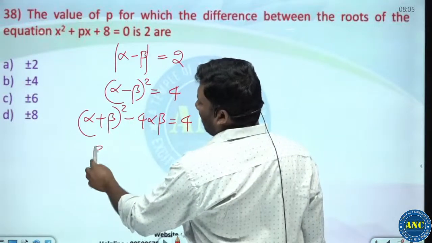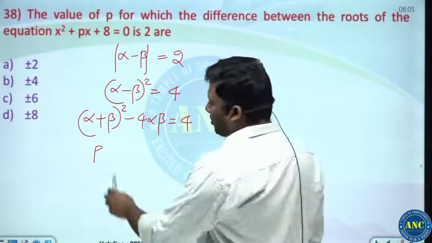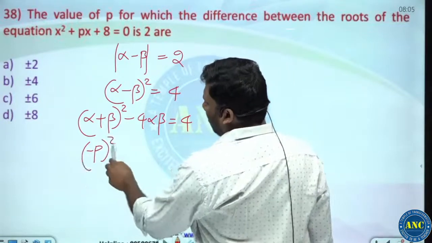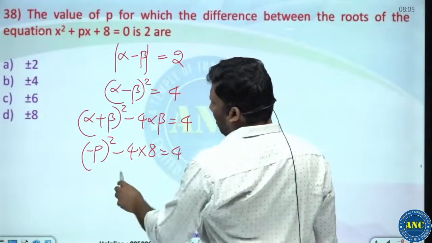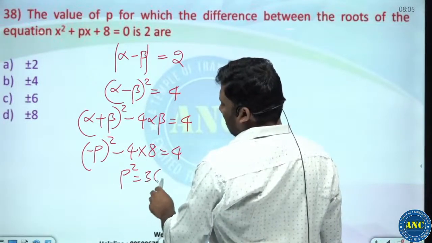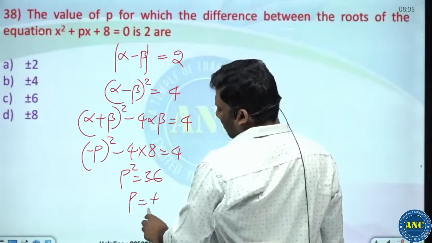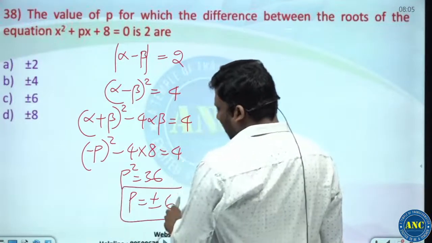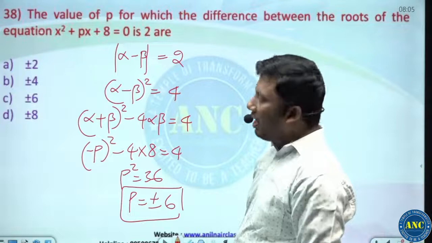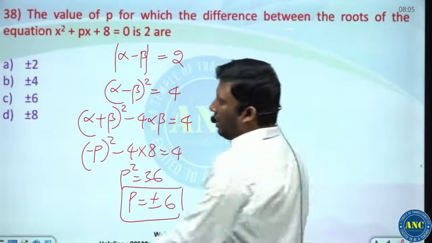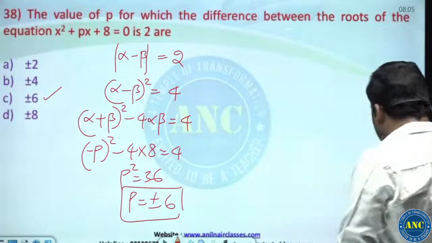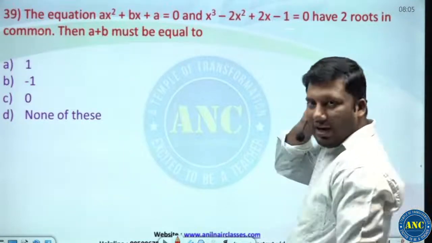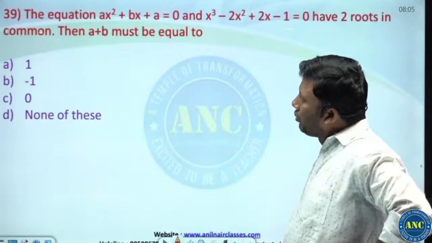Alpha plus beta is given by the sum of the roots, minus p. Minus p whole square minus 4 into 8 equivalent to 4. P square equivalent to 36. P equivalent to plus or minus 6. P is either plus 6 or minus 6. 38th question, answer is plus or minus 6. I hope the idea is clear. Next one, 39th question.